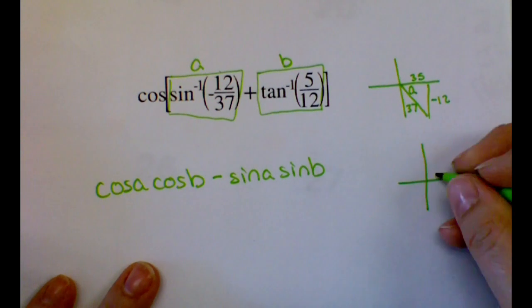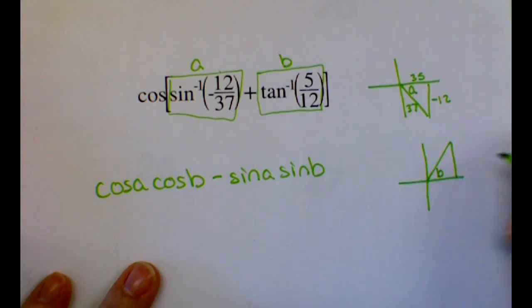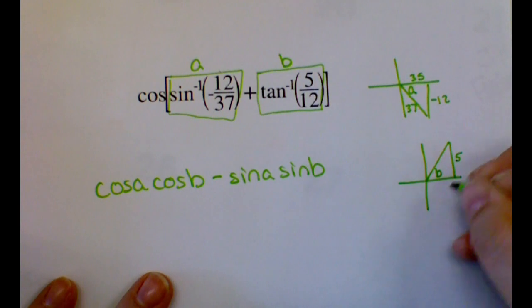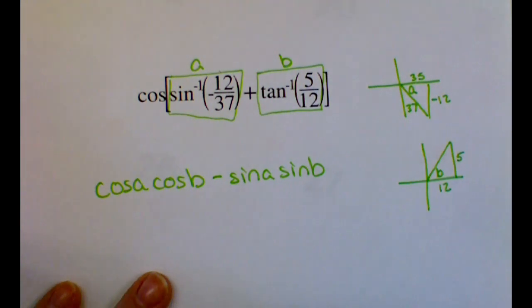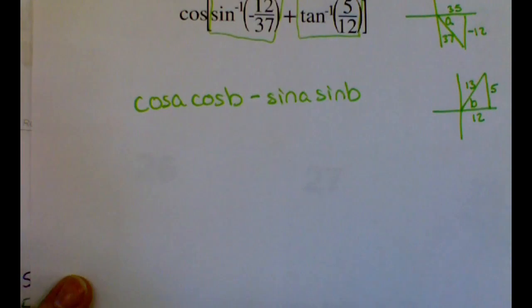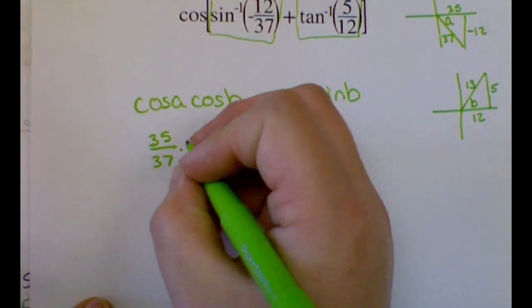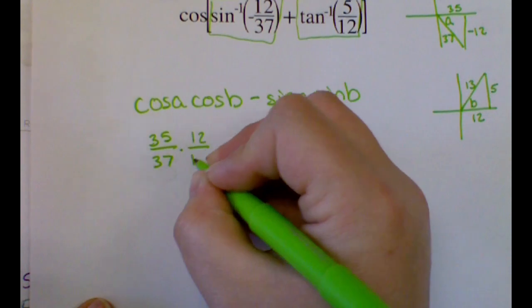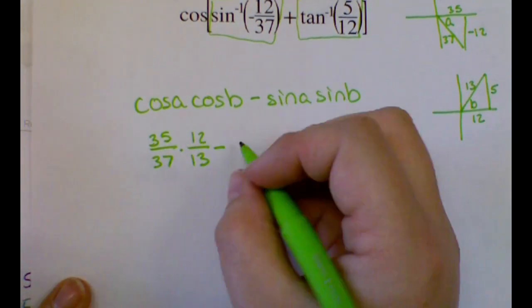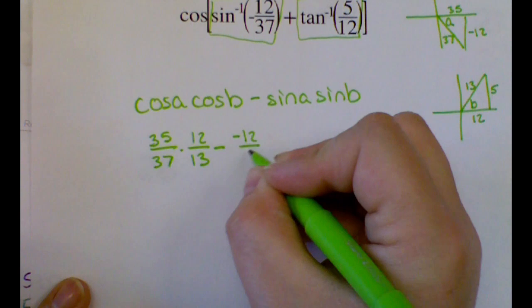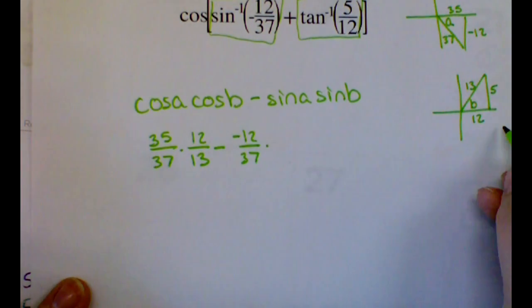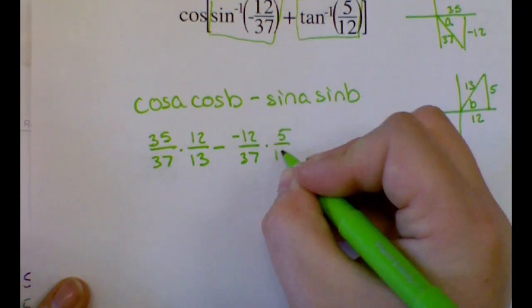And tangent inverse of a positive means we are in the first quadrant. Opposite is 5, adjacent is 12. Pythagorean theorem, I should know this one, it's 13. Okay. Now we'll plug in our numbers. The cosine of angle A is 35 over 37. The cosine of angle B is 12 over 13. The sine of angle A is negative 12 over 37. The sine of angle B is 5 over 13.